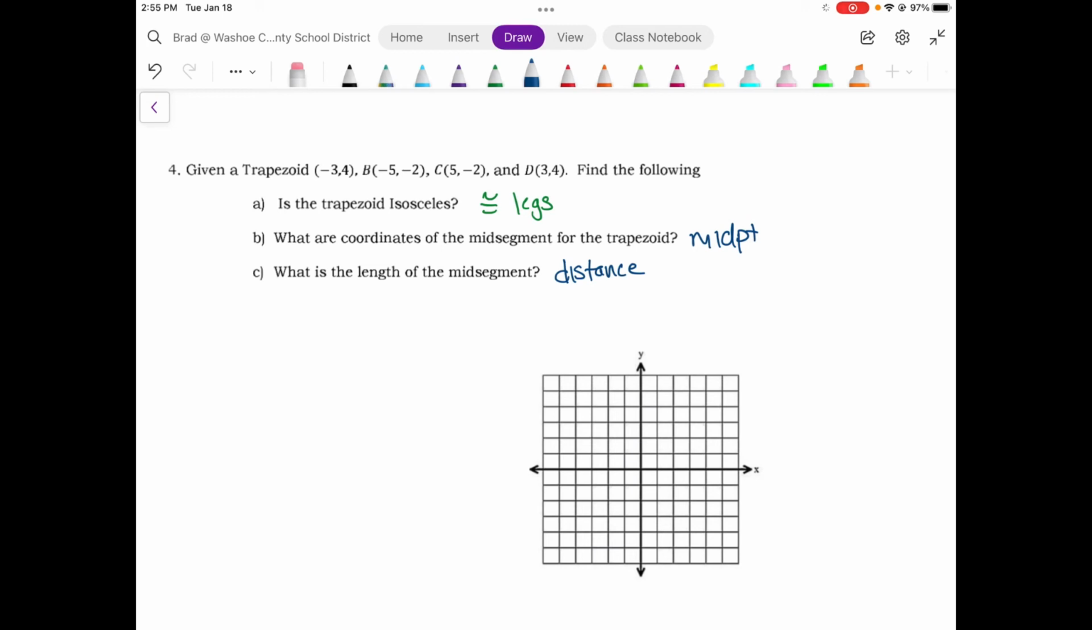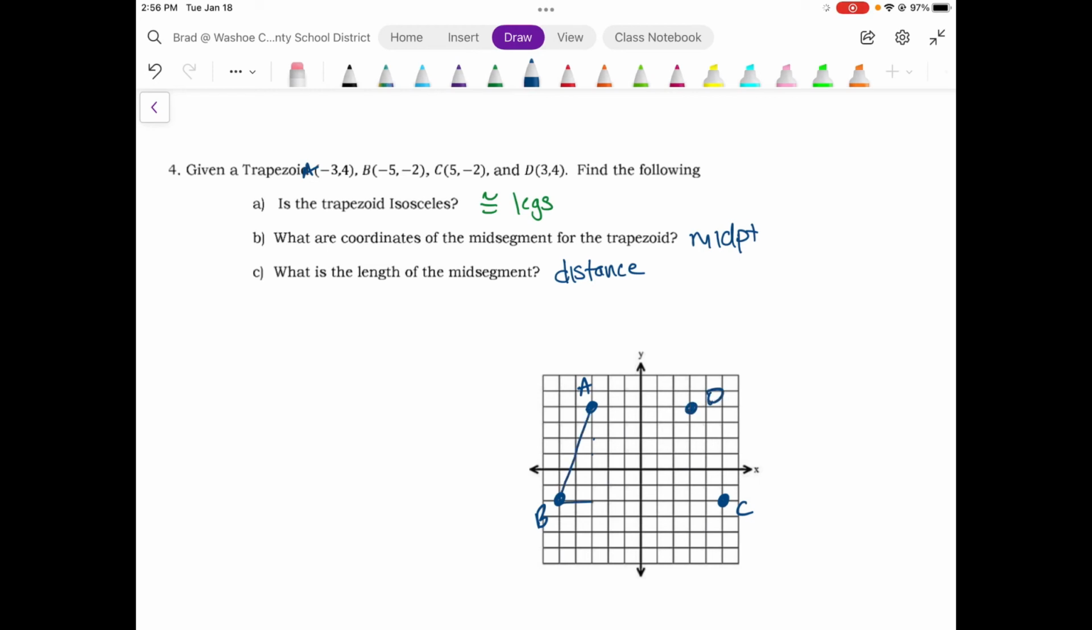So let's go ahead and plot this. I'm assuming that this is supposed to be an A there. So -3, 4. So 1, 2, 3, 1, 2, 3, 4. So that's A. And then I'm going to have -5, -2. So 1, 2, 3, 4, 5, -2. Oops. There we go. B. And then 5, -2. So 1, 2, 3, 4, 5, -2. C. And then we're going to have 3, 4. 1, 2, 3, 1, 2, 3, 4.